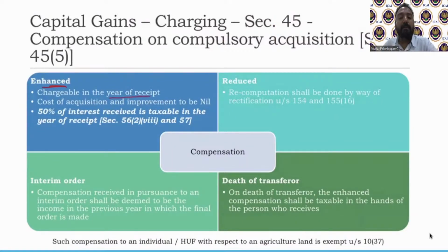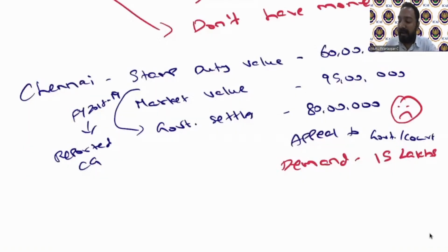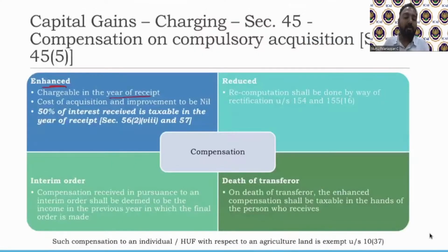Why? Go back to what I said. Do you know how much enhanced compensation you are going to receive? You know that 95 is there, but do you know that the government will give you 15 lakhs? Do you think the government is happy about giving you more money? No, right? They may settle for 5 lakhs, 6 lakhs. We never know. So I will not know the amount, so I will tax it in the year of receipt.